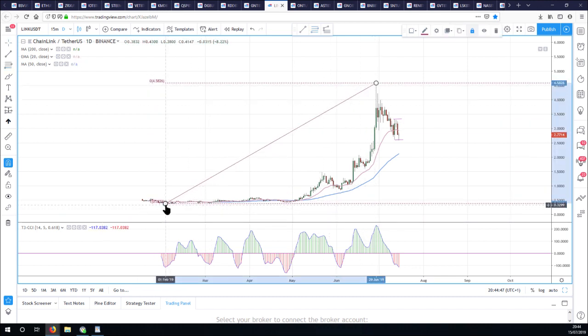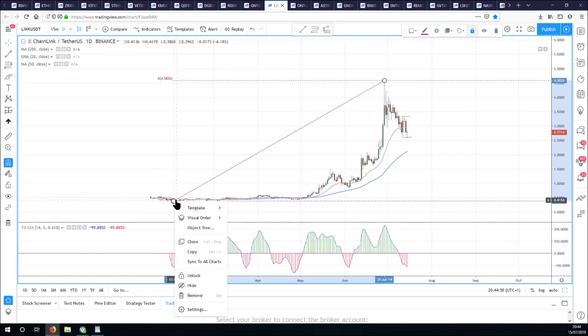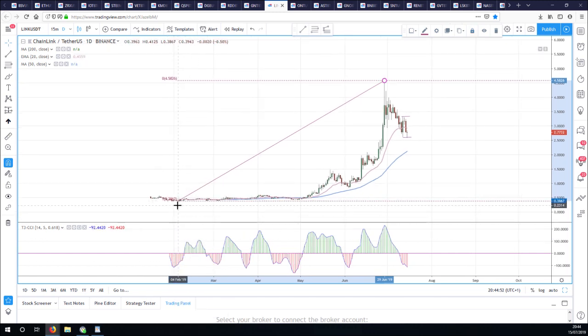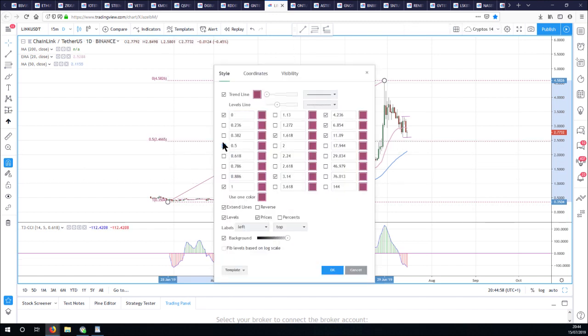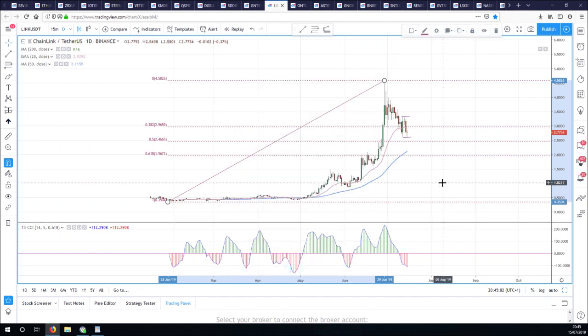I'm just going to look at all-time lows to all-time highs here at the moment. Not do anything too clever. And you see where we are now.